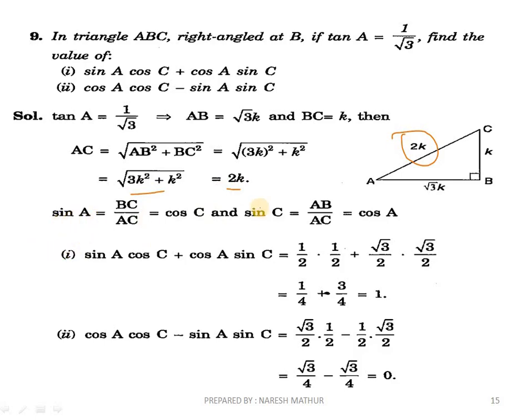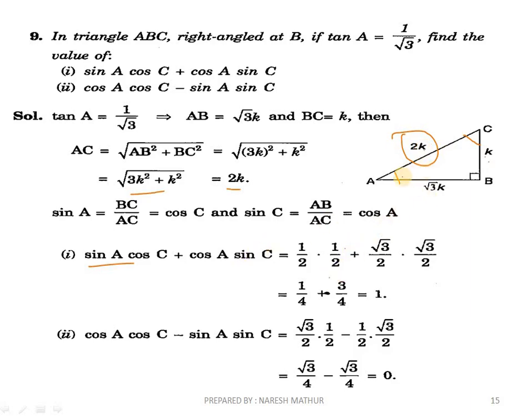So sin A equals what? Perpendicular upon hypotenuse, and cos C also contains the same value. So just see the value of sin A from the diagram directly. Sin A is perpendicular upon hypotenuse. Perpendicular will be k, hypotenuse will be 2k. k upon 2k means 1 by 2. Similarly cos C is base by hypotenuse. Base is k, hypotenuse is 2k. So again 1 by 2.